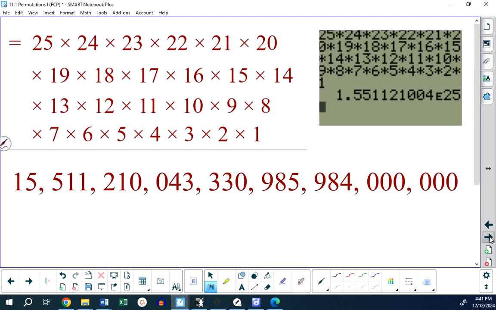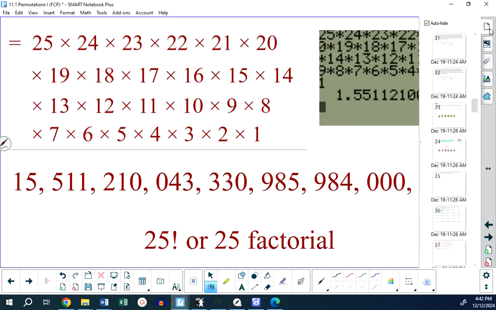So in mathematics, when we have big numbers like this, there's a way to abbreviate that. And this 25 times 24, etc., all the way down to 1, is that. And that doesn't mean like 25, like you're surprised or anything. It's pronounced 25 factorial. So 25 with an exclamation point after it means 25 factorial. That's what we call it. That's how we pronounce it. What it actually means is 25 times 24, etc.